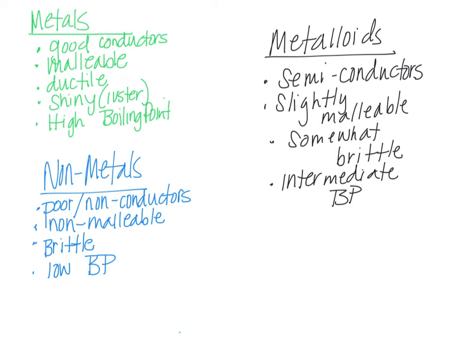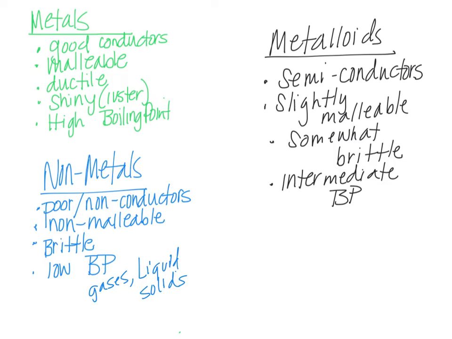Nonmetals are basically the opposite. They are poor or non-conductors. They are not malleable. Matter of fact, they're very brittle. They break very easily, and they have a low boiling point. Many of them are gases, a few of them are liquids and solids, but most of them tend to be gases. And the metals, of course, are all solids except for mercury.